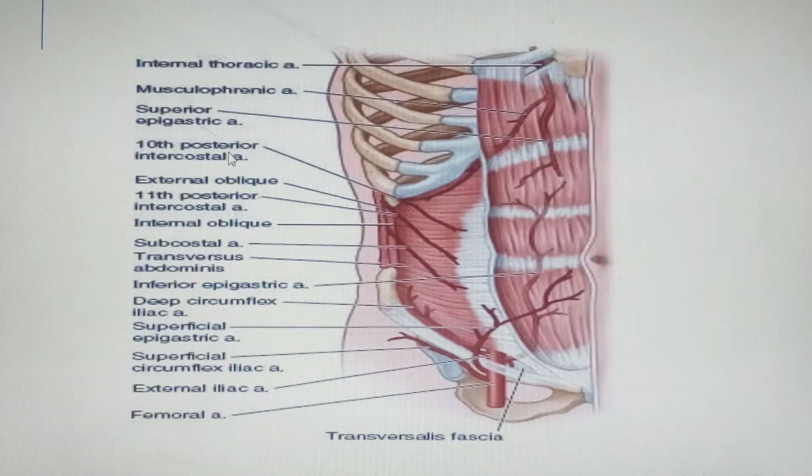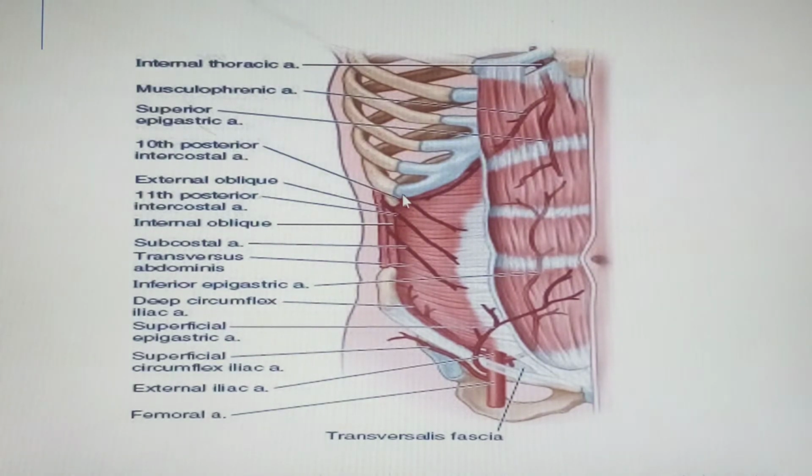But you can see that we have this 10th as well as this 11th intercostal arteries. These intercostal arteries are direct branches from the aorta. So they descend from the aorta. So the 10th as well as the 11th intercostal arteries, as well as even the subcostal artery, are branches of the abdominal aorta. So that's what we are going to see.